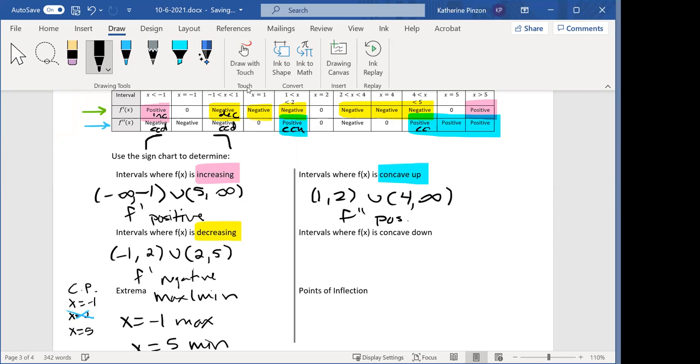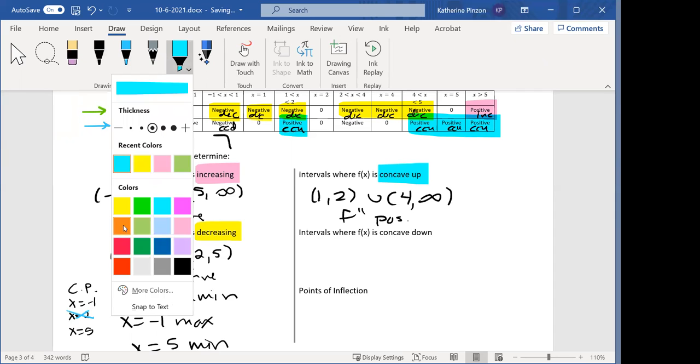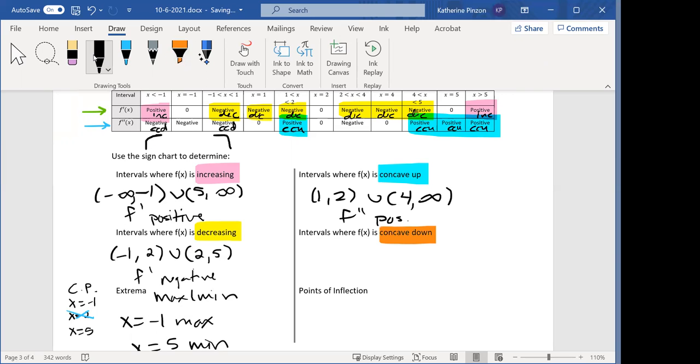Concave up, concave up. This was decrease, decrease, decrease, increase. Okay, concave down. Concave down when what happens? Second derivative is negative. Okay, so I've got one here, here, here, and here. So we're going to say concave down from negative infinity until 1. That's that first interval. And from 2 to 4.